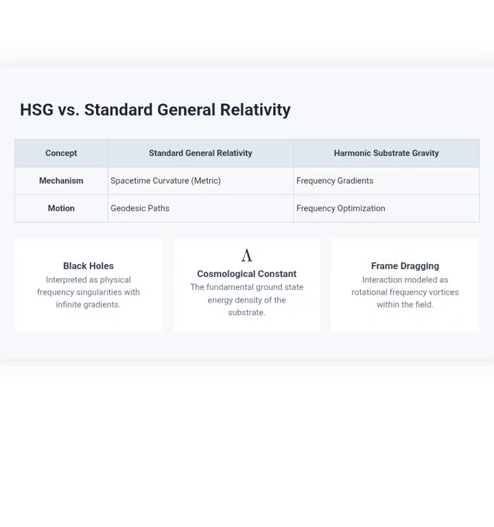Our TA often uses a great analogy for this. That's right. Think of a massive object spinning in a thick fluid. It creates a swirl or a vortex. In HSG, that swirl is the shift in frequency as the substrate interacts with the rotation.